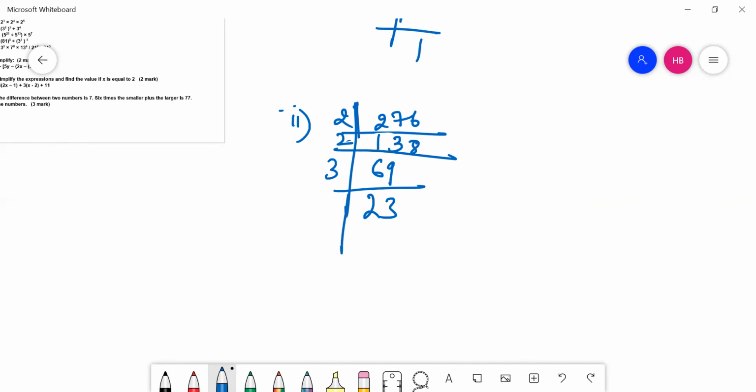Now 23, is 23 an even number? That's what we are going to check. Let's quickly check. Okay, so no, 23 is not an even number, so 23 ones are 23.